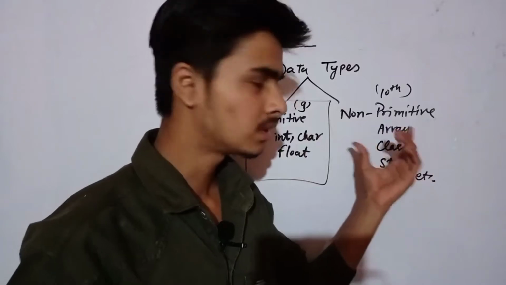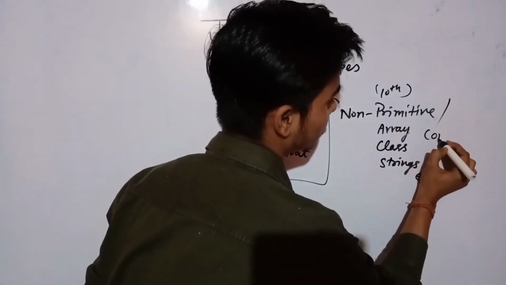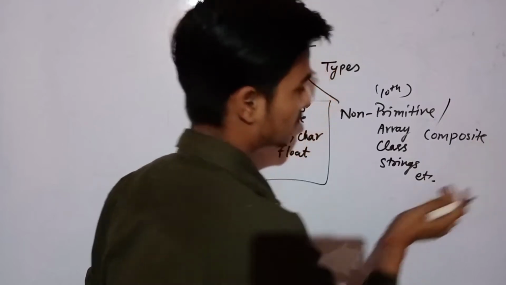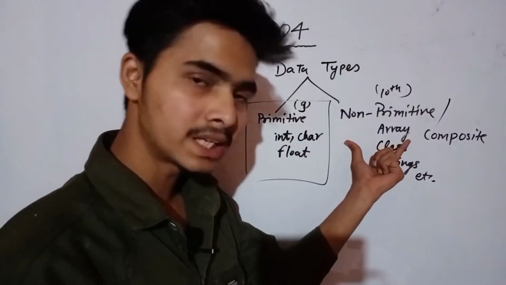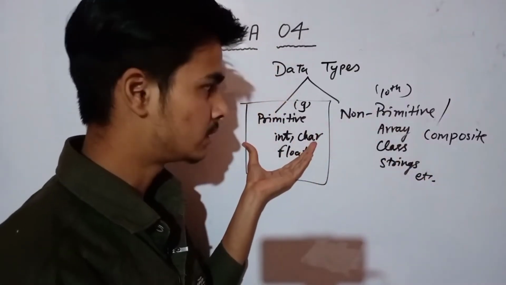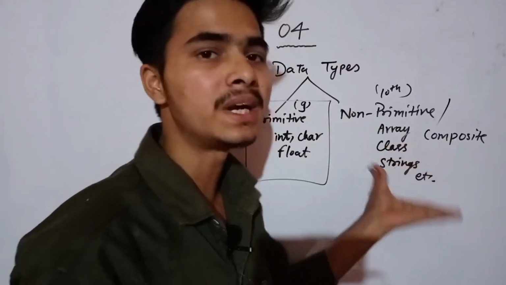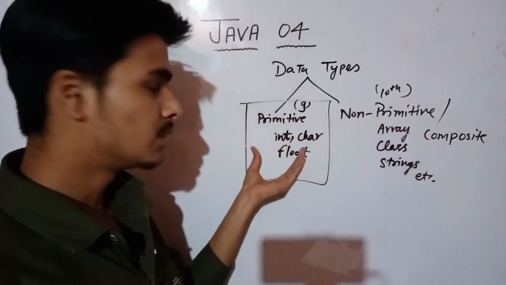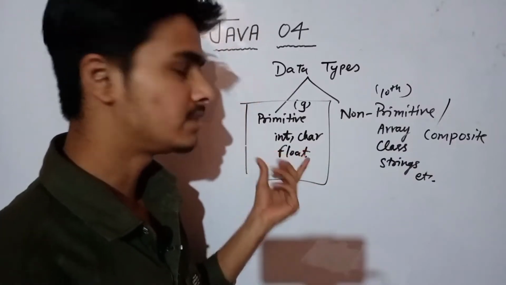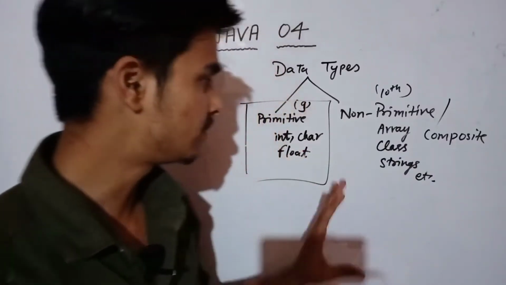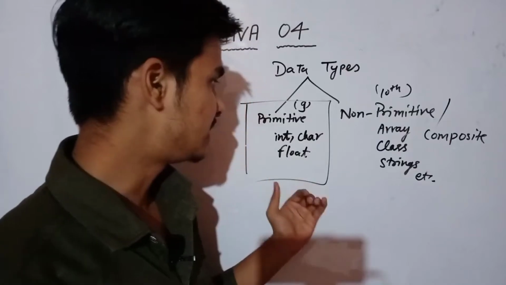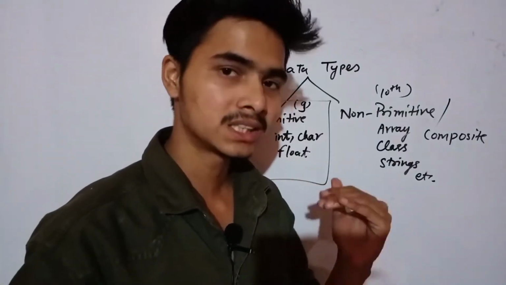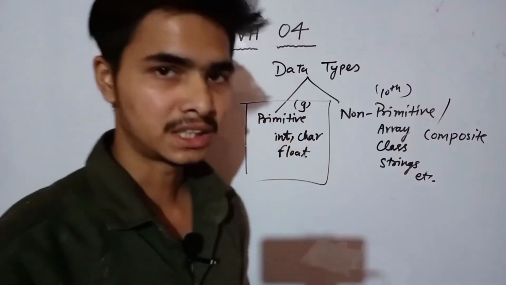These non-primitive are also known as composite data types, because they are composed of primitive data types only. So they can be called dependent. These data types are dependent upon primitive data types, and that's why I have called primitive an independent data type, because they have their own independency. One by one I will cover all the types, integer, character, but in this particular video, as I've already told, I will cover only integer data types. So let's see about integer data types.